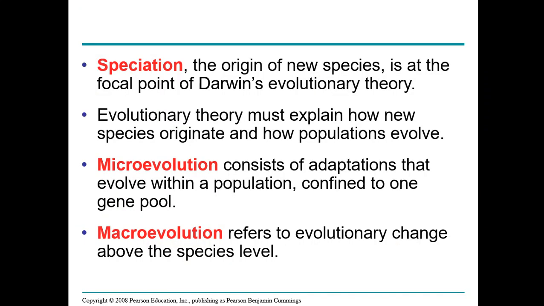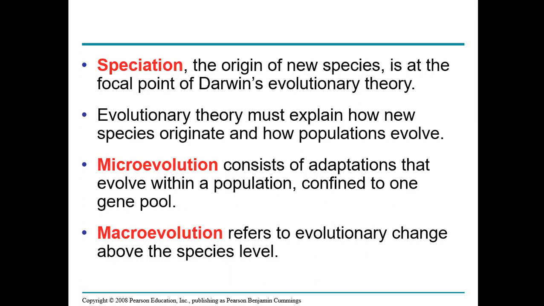Here we're going to encounter words like speciation. I said it already last time that speciation is a change in a species resulting in the formation of another species. So the origin of new species is at the focal point of Darwin's evolutionary theory.